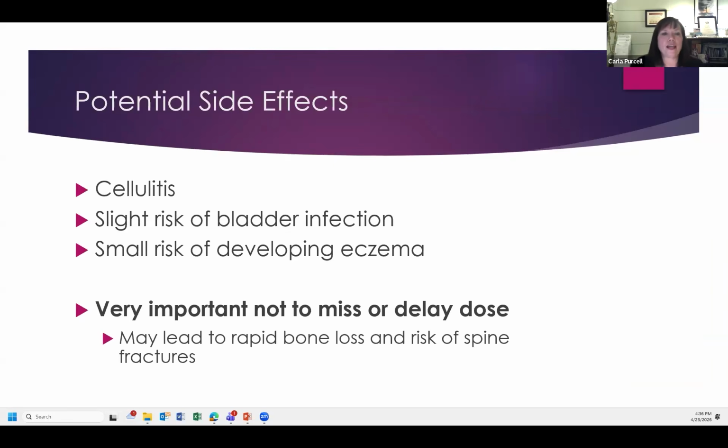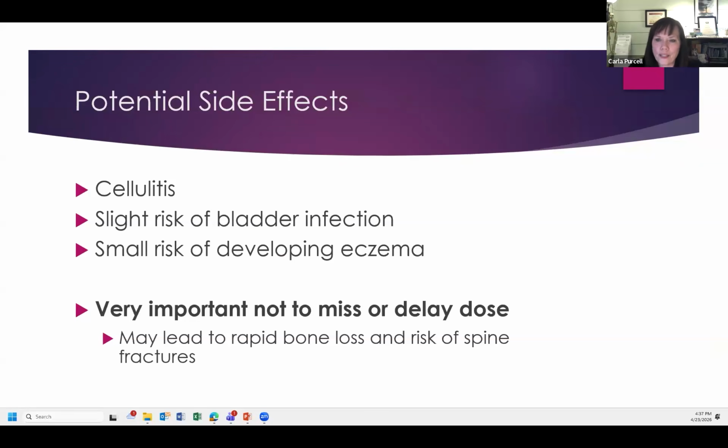So potential side effects from the denosumab, very rarely. You don't see side effects too often. One of them is cellulitis, which is an infection in the skin. There is a very slight increased risk of bladder infection, and there's a very small risk of developing eczema. If you're allergic to it, then of course you shouldn't take it, but you don't see allergies very often.